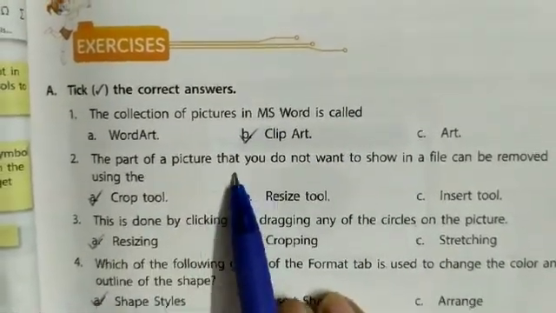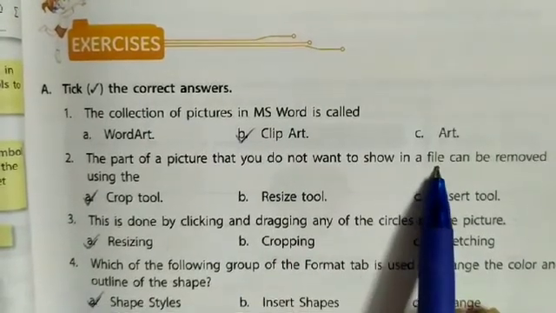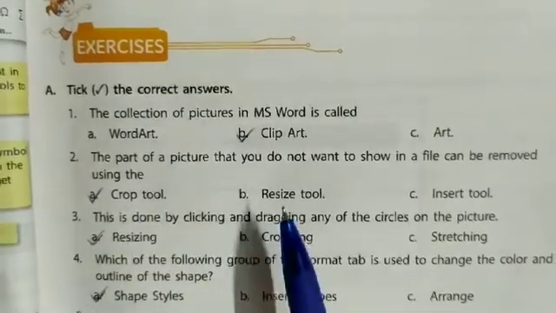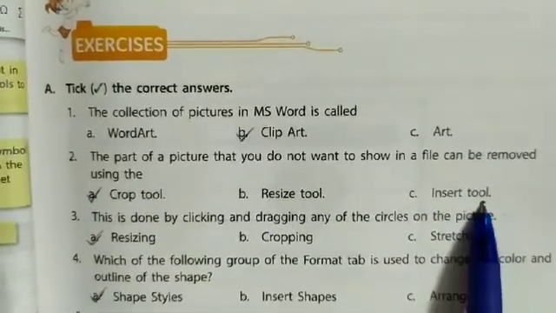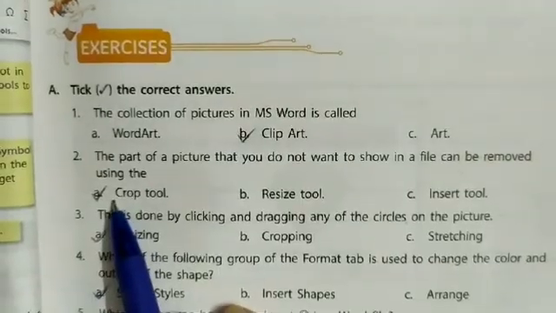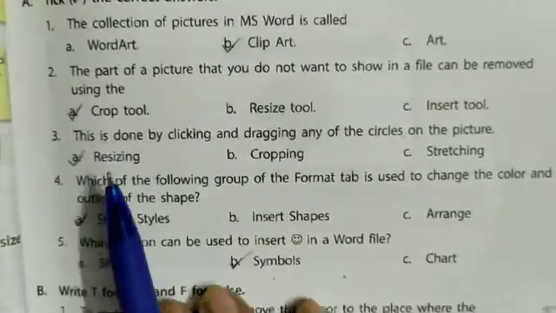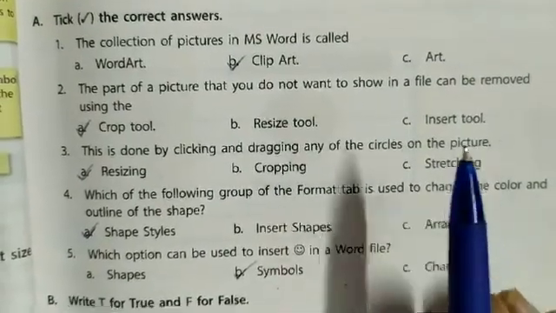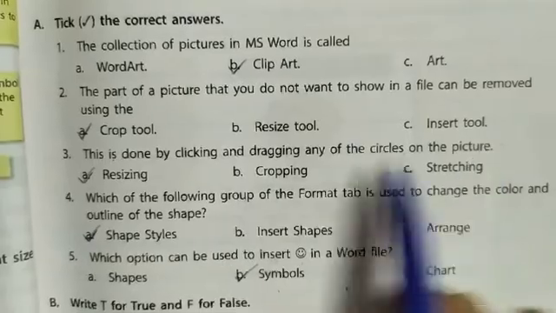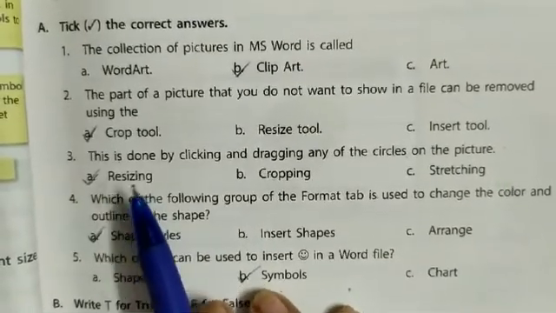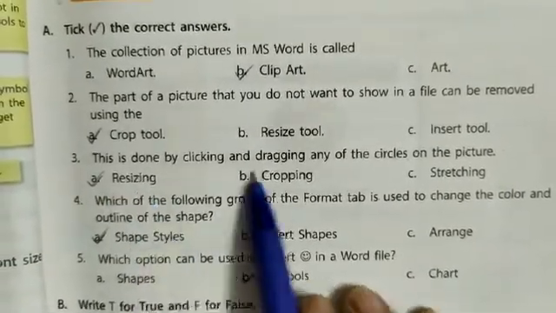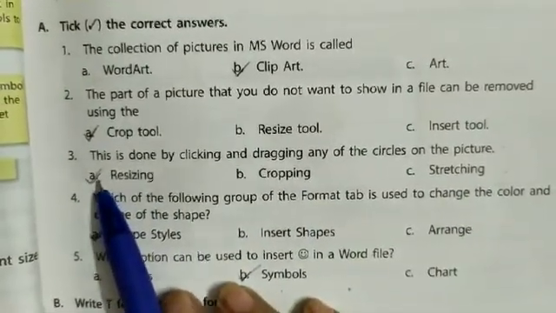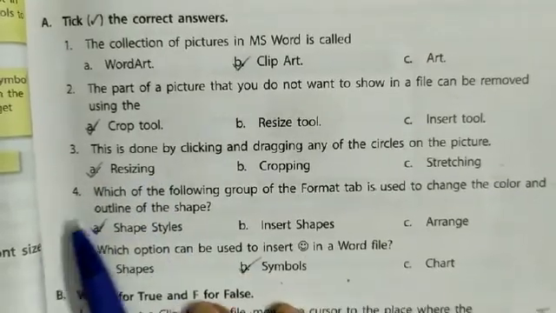Second, the part of a picture that you do not want to show in a file can be removed using the A. crop tool, B. resize tool, C. insert tool. Correct answer is crop tool. Put a tick mark on crop tool. Third, this is done by clicking and dragging any of the circles on the picture. When you click and drag circle on the picture, it will resize the picture. So we have to select out of these 3 options: resizing, cropping, stretching. We have to put a tick mark on resizing.